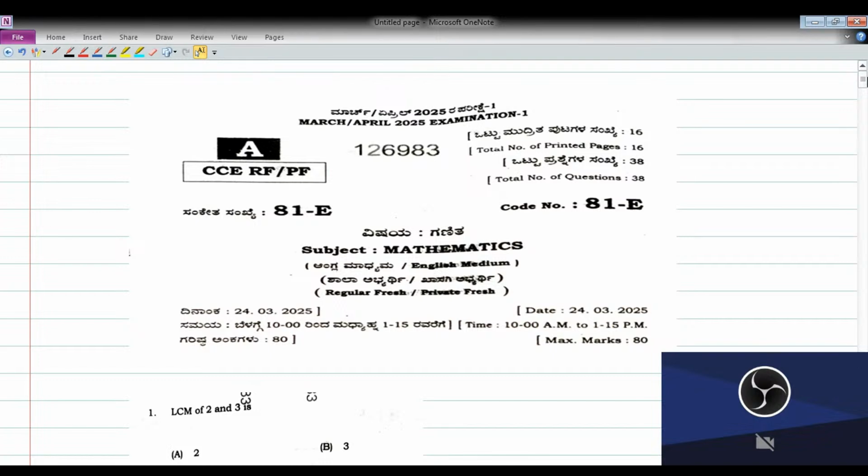So we have seen a very good paper today, a very easy paper. So let us start discussing the questions in the 2025 SSLC mathematics paper one by one. First, let us start with the MCQs. I hope I am audible. If you are not hearing my voice, then yeah. So I'm going to start with the first main, that is MCQs.